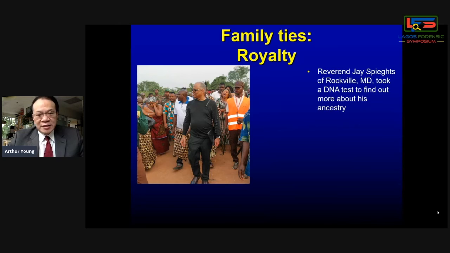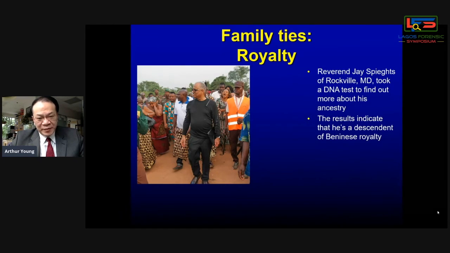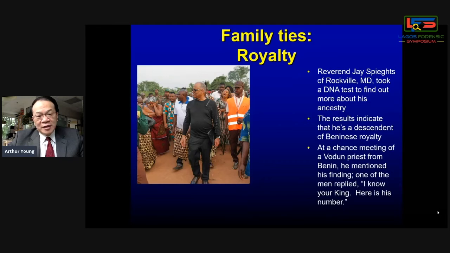This story is about the Reverend J. Spates of Rockville, Maryland. He took the DNA test to find out more about his ancestry, and what he found out was that he was actually a descendant of Beninese royalty. And he tried to do some more research, but as it so happens, there was a chance meeting of a priest from Benin who was giving a lecture in New York City.